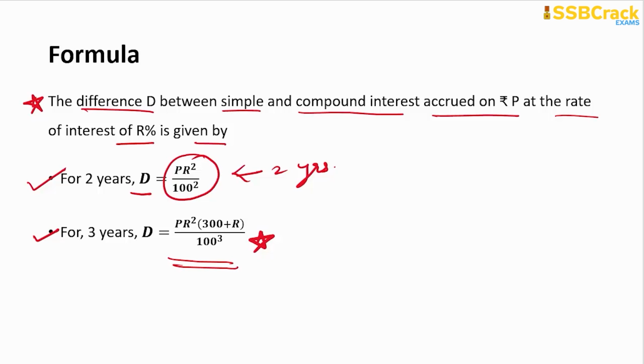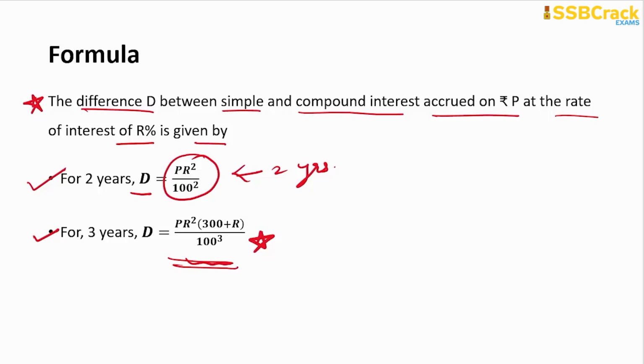Because if you try to approach with the usual way, like after finding SI and CI, then find the difference, which is a bit time consuming process, the simplified form of this particular formula will help you to get the answer very easily, and that too in very less time.